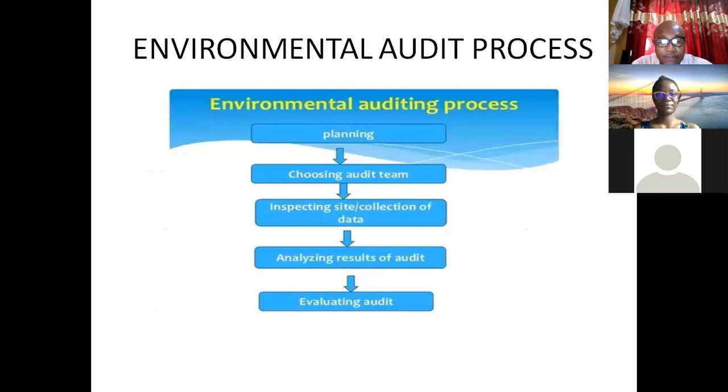It involves planning. You must plan. If you don't plan before you do anything, you'll fail. So there's a need for you to put proper planning in place. You choose an audit team. The audit team determines how good the audit will be. So you cannot say you want to audit a fertilizer plant or a petrochemical plant, and the team consists of ordinary chemists and accountants. So for the audit process, the team is very crucial.